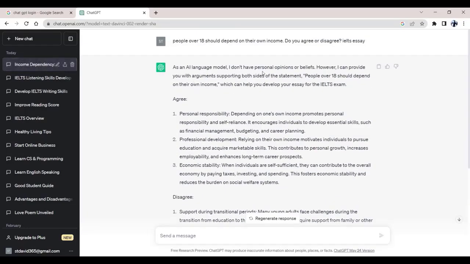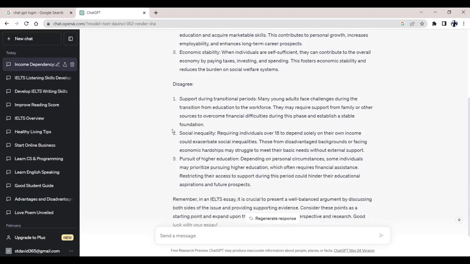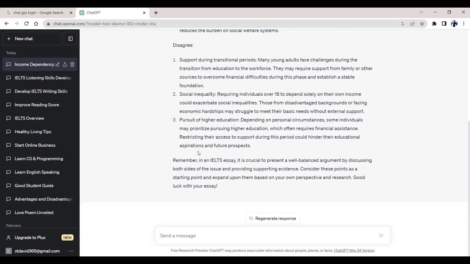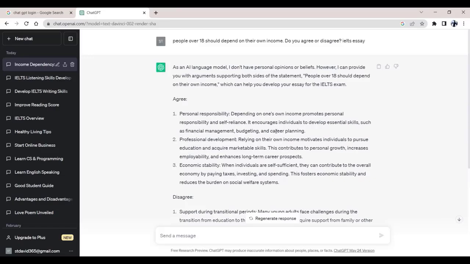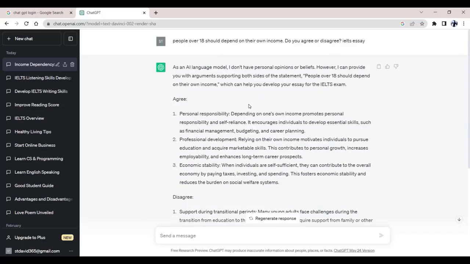As an AI language model, I don't have personal opinions or beliefs. However, I can provide you with the arguments supporting both sides of the statement. People who are over 18 should depend on their own income, which can help you develop your essay for the IELTS exam. Okay. Personal responsibility, professional development, economic stability. So three things for agree. For disagree: support during the transitional period, social inequality, pursuit of higher education. Remember, in an IELTS essay, it is crucial to present a well-balanced argument by discussing both sides of the issue. So this essay has discussed both sides. Okay, so this is how you can get everything in IELTS.